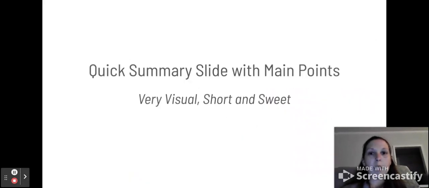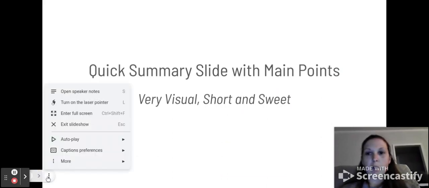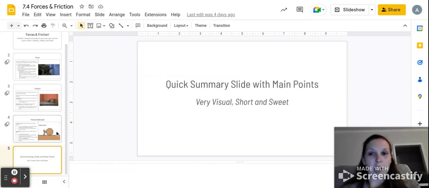So hopefully this was easy for you to see and you can feel good about going over these and knowing your four types of friction and being able to define each one.